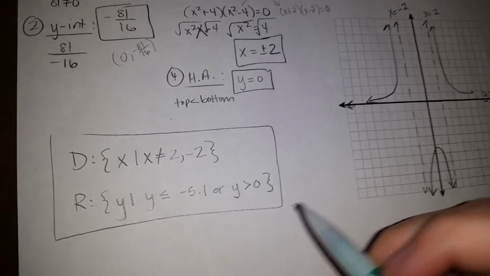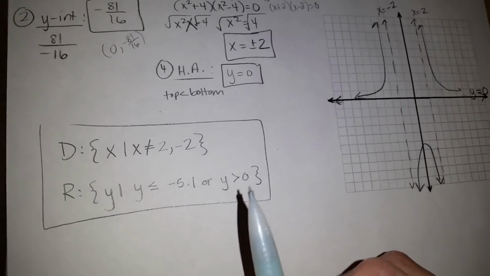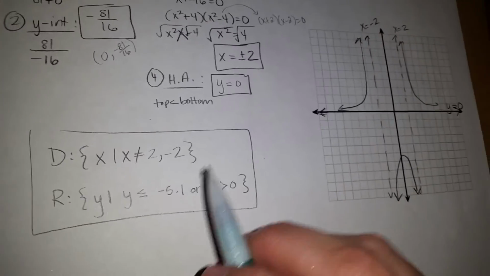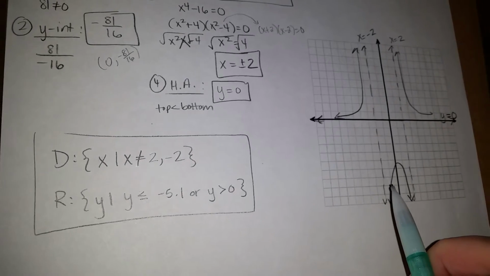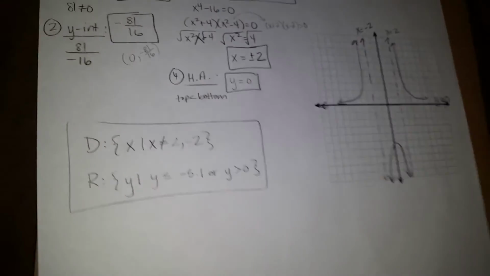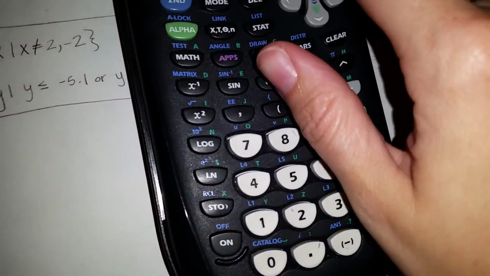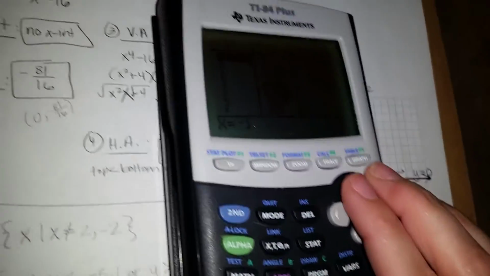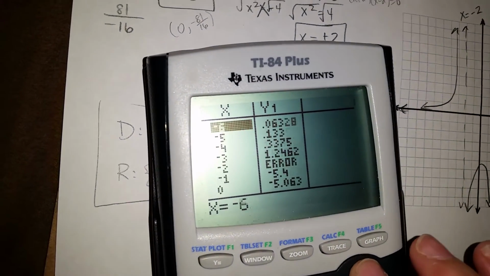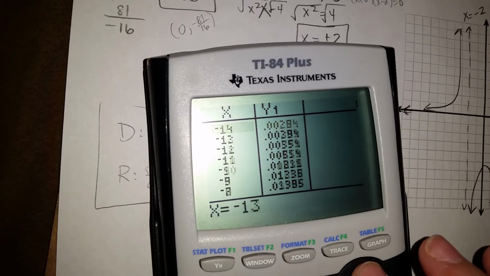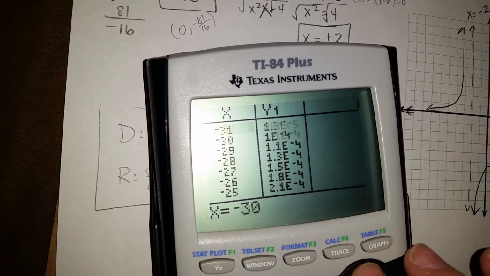Whatever your directions say to round it to, you can do that. If they don't say the nearest tenth or the nearest hundredth, both of those are acceptable. So all of my values for y are going to be less than or equal to negative 5.1, or they're going to be greater than 0. To double check that, I can just go ahead and look at my table, and I can see from my table that my values are going to be getting closer and closer to 0. Okay, but they're not going to be reaching 0.